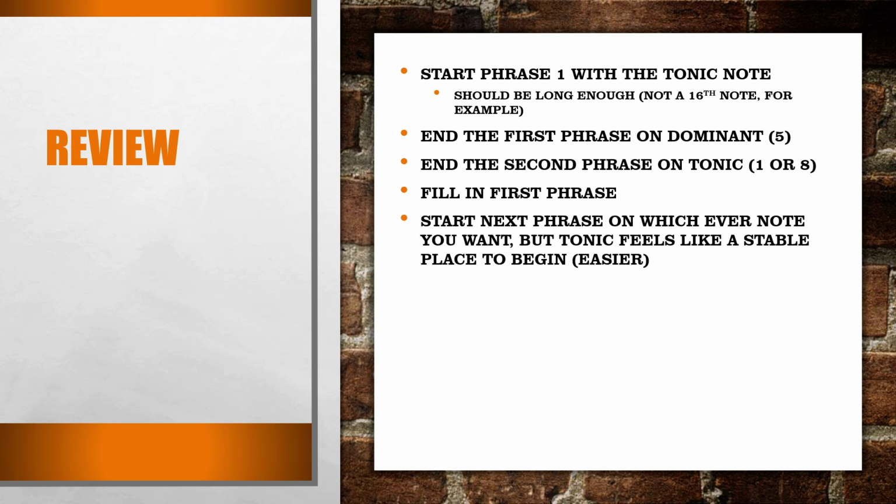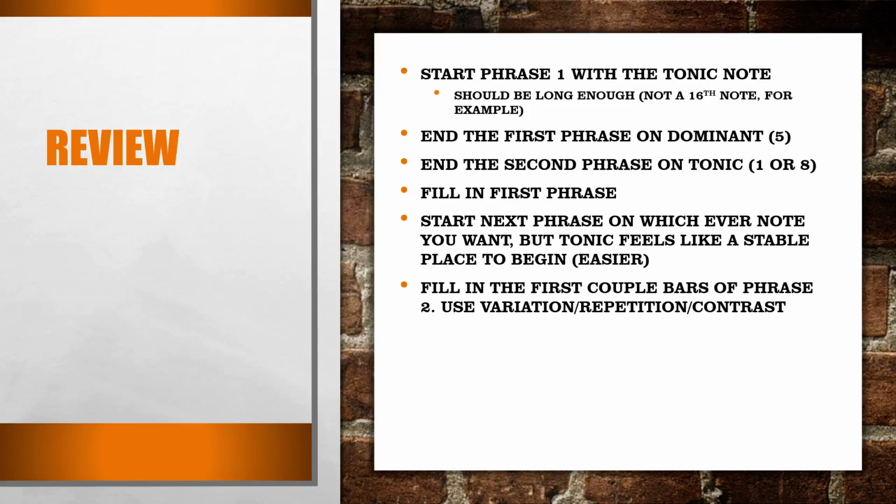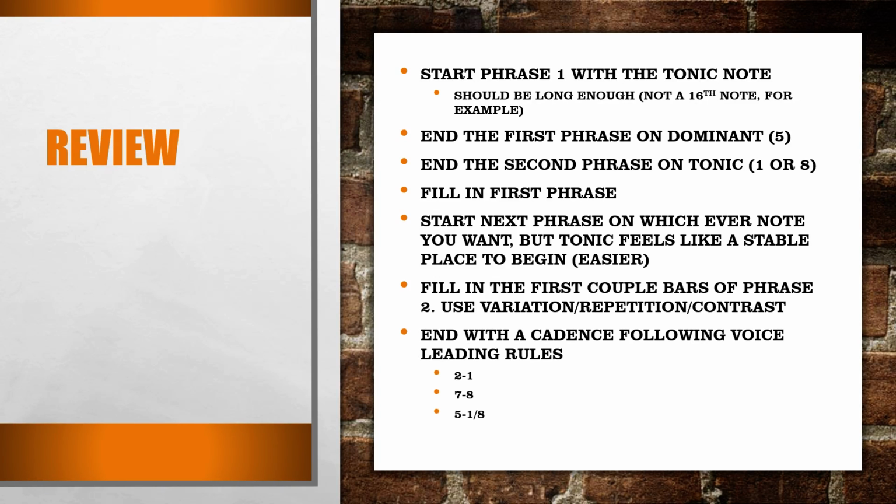Once you've filled in the first phrase, you can start the second phrase, the consequent phrase, but make sure that you hear exactly what you are wanting to start with, because it might sound a little bit awkward, especially if you start on the 7th. Tonic is always a safe and easy place to start. Fill in the first couple of bars using repetition or variation, but make sure that your cadence going into that final tonic follows the voice leading rules. So that's it. There's your entire method for writing a simple melody.